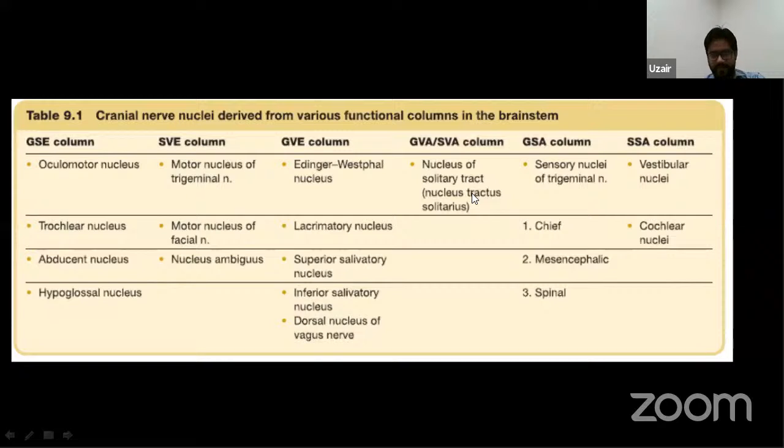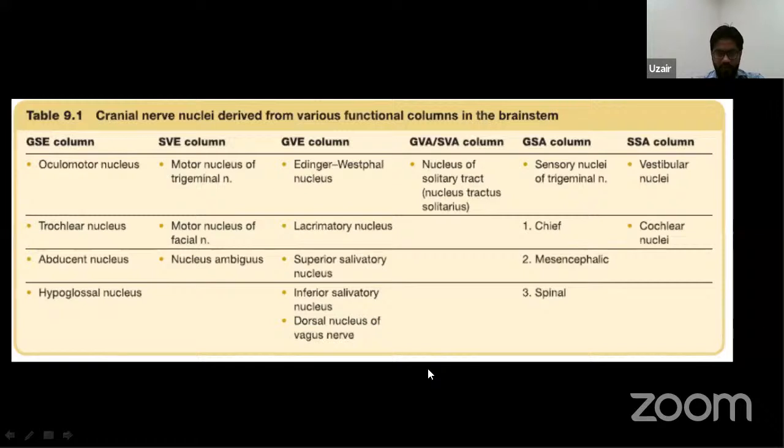Then we have special visceral afferent, the nucleus of the solitary tract, specialized cells responsible for taste sensation. Then we have general somatic afferent, for which solely the nucleus of the trigeminal nerve is responsible with all its three parts. Then we have special sensory afferent, the vestibular nuclei and the cochlear nuclei responsible for balancing and hearing respectively.